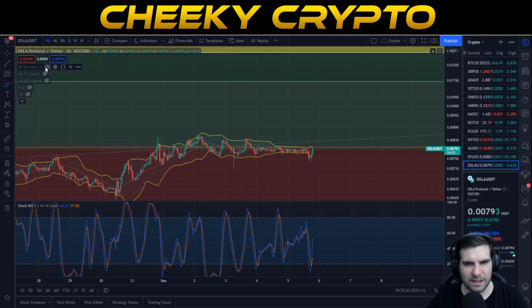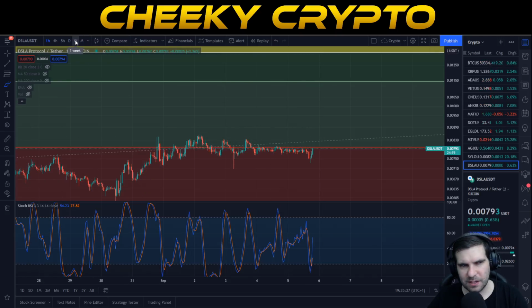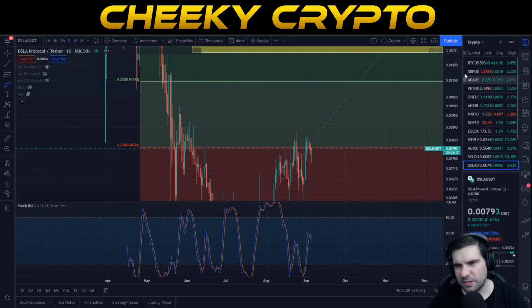If we throw on the Bollinger Bands here, we can see that things are getting nice and tight. We could actually start to see this move quite significantly. But again, we need to see that market interest come in. We've got the room to grow here on the stochastic, but we need to see the volumes really also move with the DSLA.